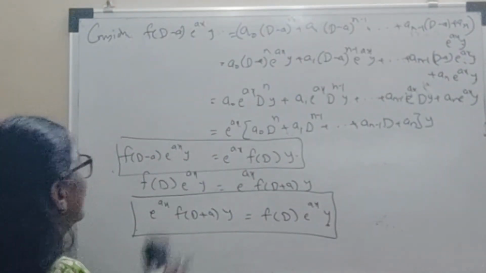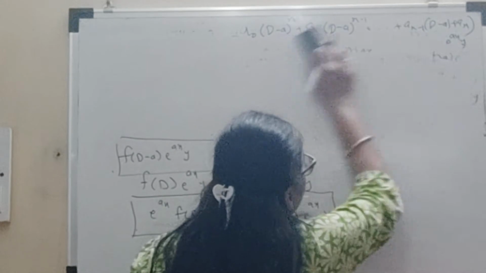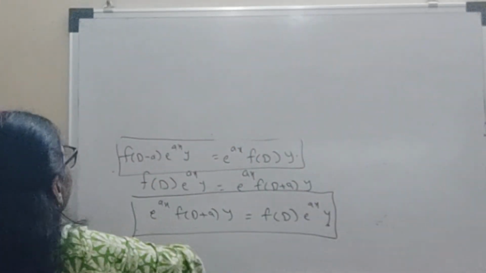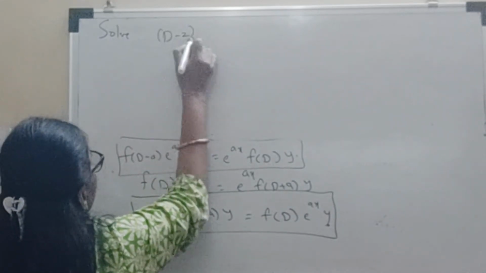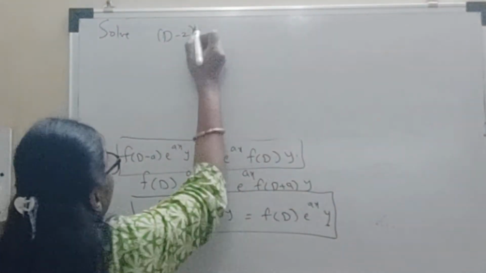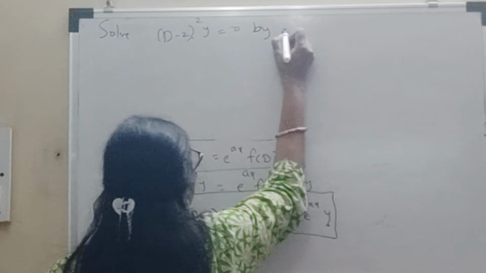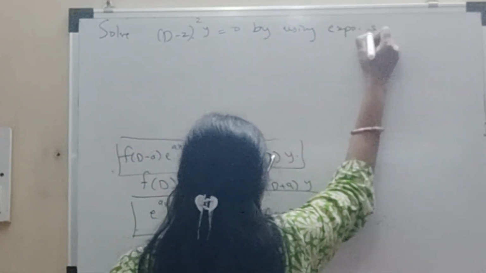So from the first, simplest example, consider solving (D − 2)² operating on y equal to 0 by using the exponential shift rule.